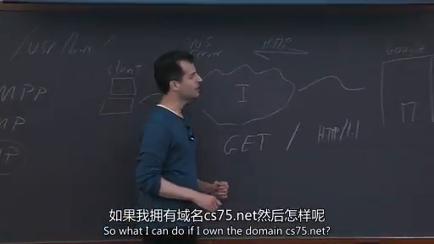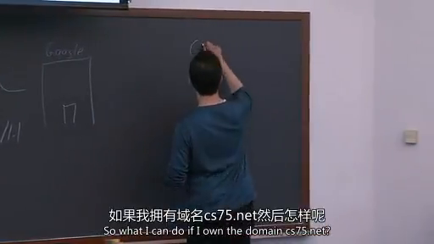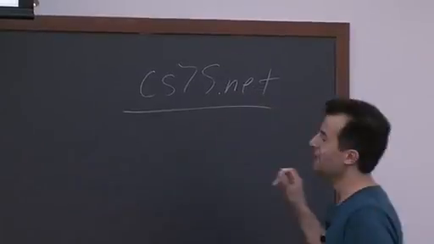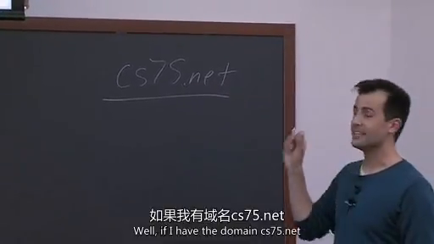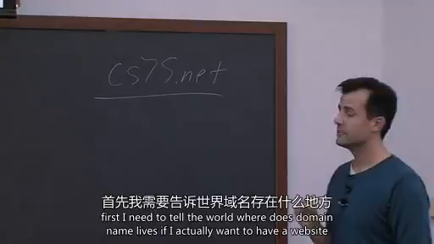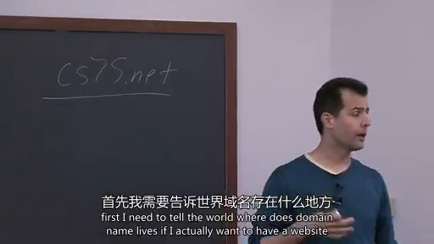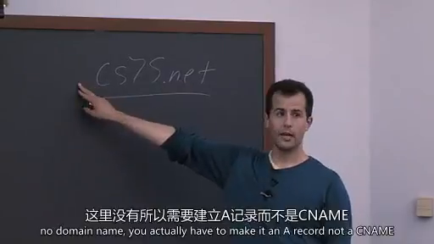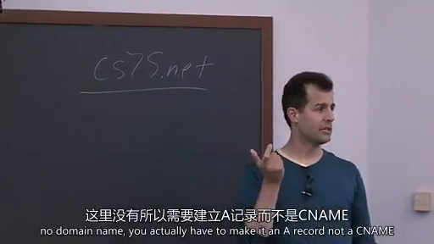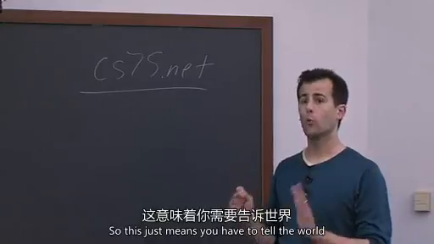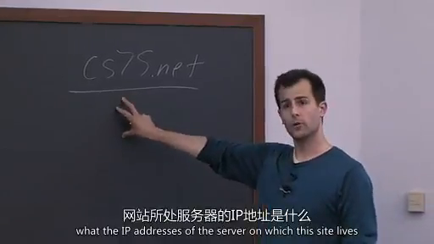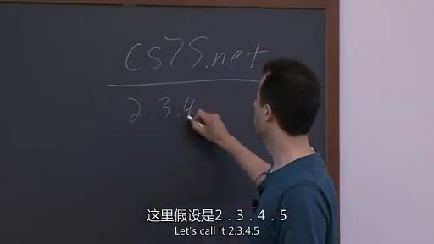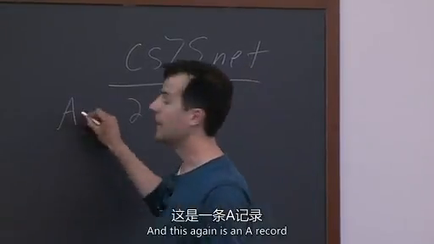So what I can do, if I own the domain cs75.net, if I have the domain cs75.net, first, I need to tell the world where this domain name lives if I actually want to have a website. Now, for the root level domain, cs75.net, no domain name, you actually have to make it an A record, not a CNAME. So this just means you have to tell the world what the IP address is of the server on which this site lives. And let's call it 2.3.4.5. And this, again, is an A record.